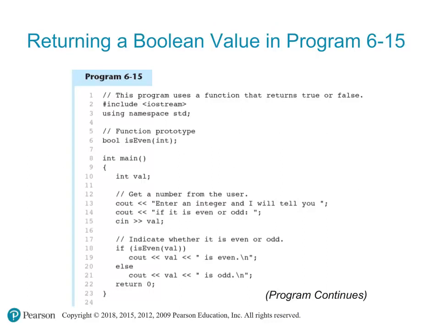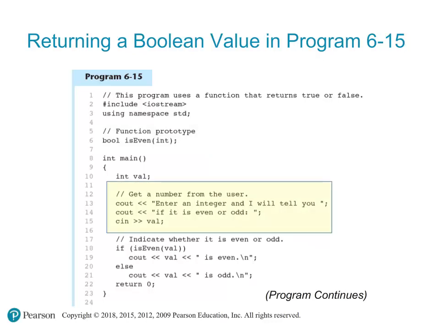This program determines whether a given integer is even or odd. The function returns a Boolean value true or false. In the function prototype, the function isEven is declared with a return type of bool and takes an integer parameter.